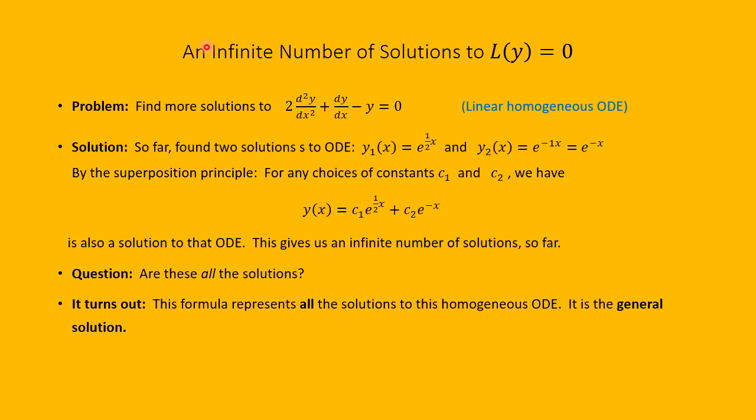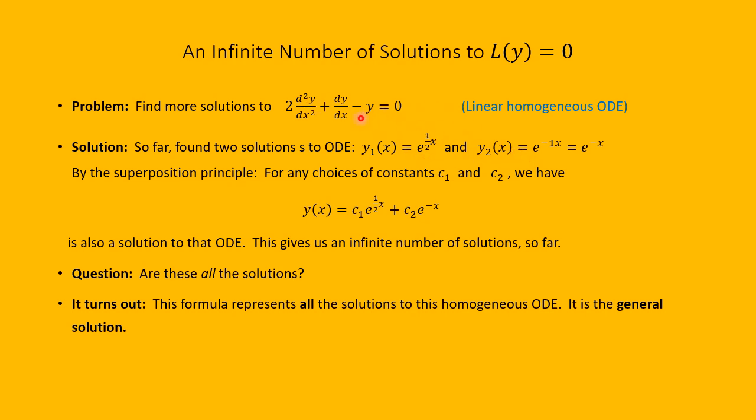So let's go back to that problem we had before. Same differential equation as before. And now we want to find more solutions to that differential equation, more than just two. And as we'll see, it will turn out to be an infinite number of solutions. So far, we know that e to the half x and e to the minus x are solutions to this differential equation. So we've already found two solutions.